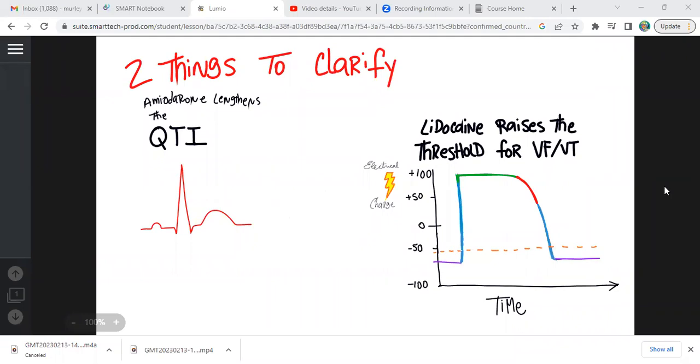All right, let's keep on rocking. Two things to clarify real quick. I don't think I did a good job with the QT interval and this.